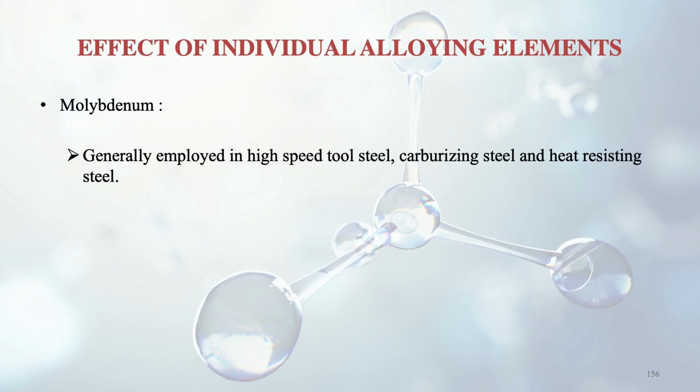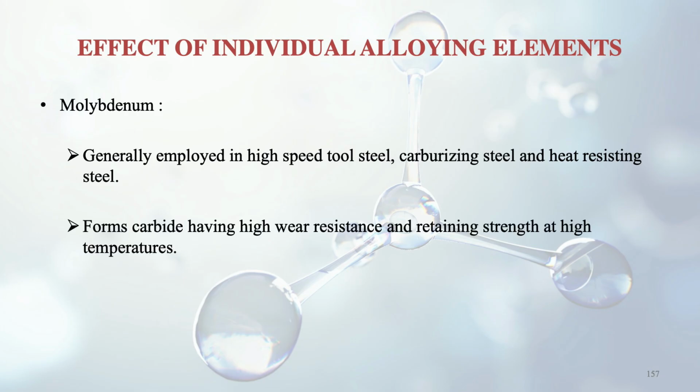Molybdenum. Let's see what effect molybdenum has on the steel. It generally is employed in high speed tool steel. So where we need cutting and we use steel as a tool, molybdenum can be very good, because it forms carbide and gives us high wear resistance, and it also retains strength at high temperatures. These are some of the properties we get after adding molybdenum.